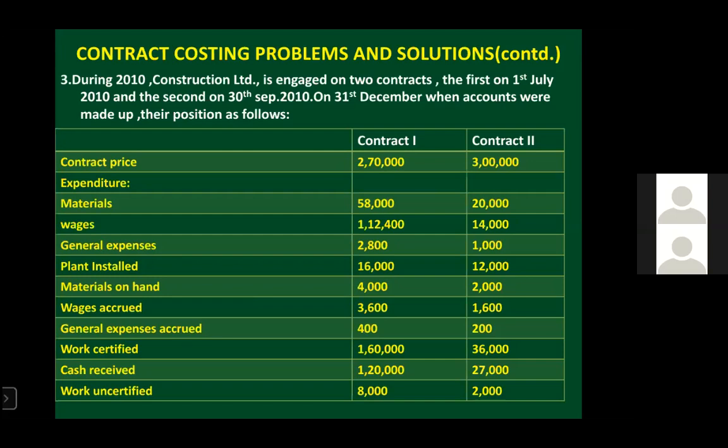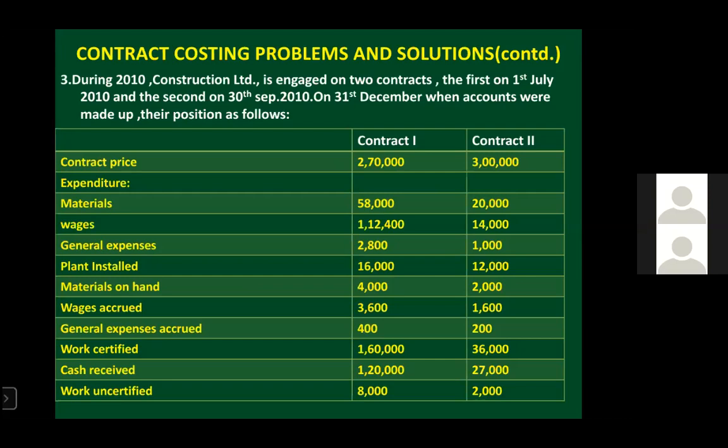And look at the information, contract price. We have two contracts in this problem, so we need to work out the contract account for both the contracts. Before going to the information, we need to look at the dates of starting the contract. The first contract 1st July, the second contract 30th September. Contract price is given, expenditures are given: materials, wages, and general expenses, plant installed. So till plant installed, we need to debit the expenses.